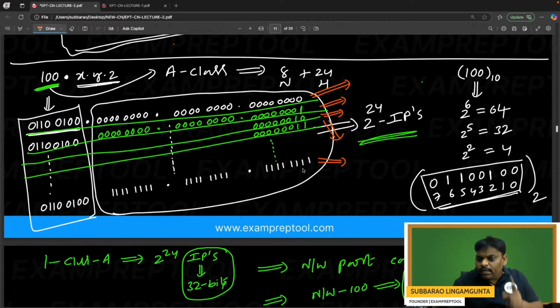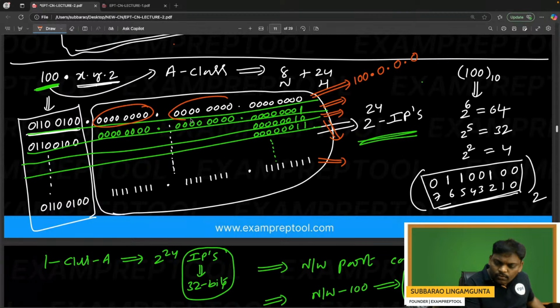Every IP contains 32 bits. Everyone observe the first IP. The network part is 100, followed by all zeros. Every remaining octet is 0. If you convert them into decimal, these all become 0.